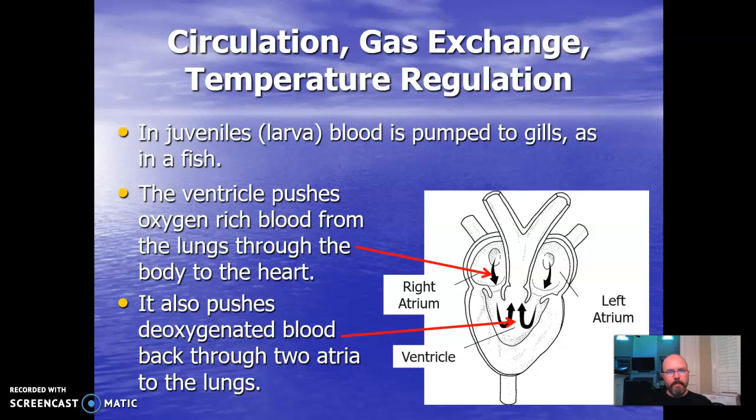In adults, they have in their heart a ventricle that pushes oxygen-rich blood from the lungs through the body. The heart also pushes deoxygenated blood back through two atria to the lungs. So if we were counting the number of chambers in this heart, we have a left and right atrium and one ventricle. That's three chambers.